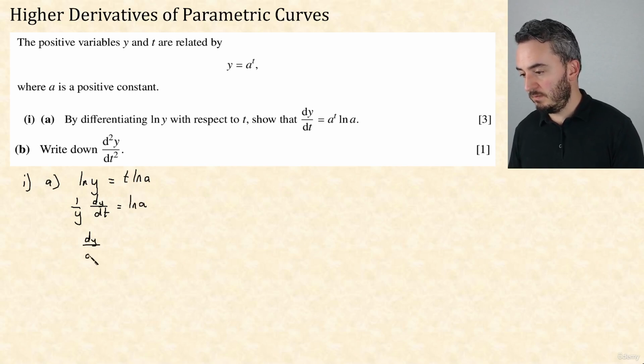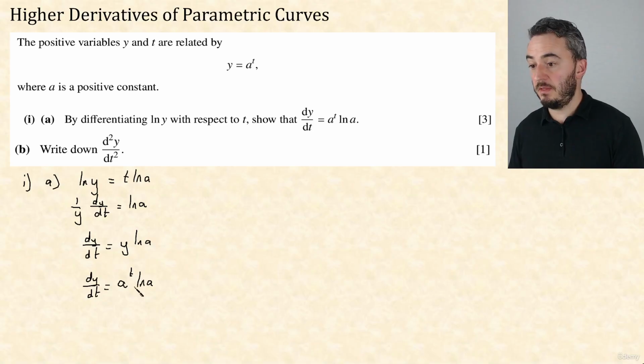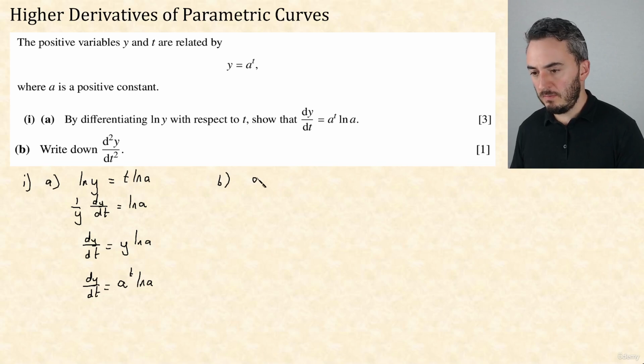Therefore, dy by dt is just y times ln a. But what was y? Well, going back to the original question, y is a to the t. So we've got a to the t ln a. Okay, we're done now with part A. Part B, write down the second derivative. Now, 1 mark, we should be able to do this without any work.